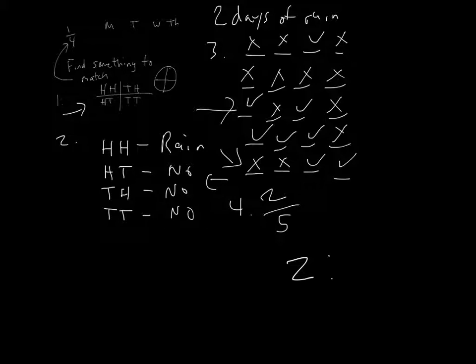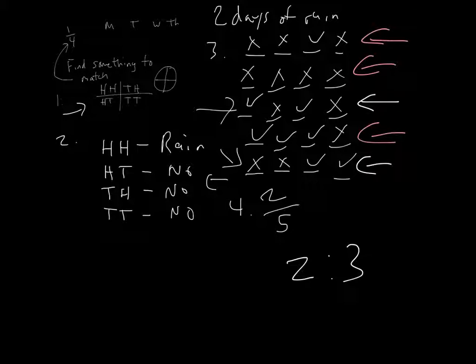Wait, but didn't you add them together? Do you have to count the... What are the odds, according to my simulation, that it will rain 2 out of the next 4 days? 2 to 3. How? 5. Favorable, 1, 2. Unfavorable, 1, 2, 3. 2 to 3 odds. Does that make sense? Yeah. Excellent. Good. You're ready for your homework.